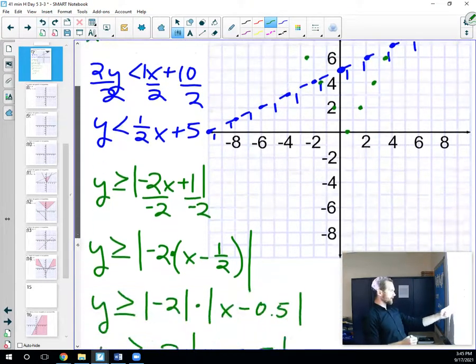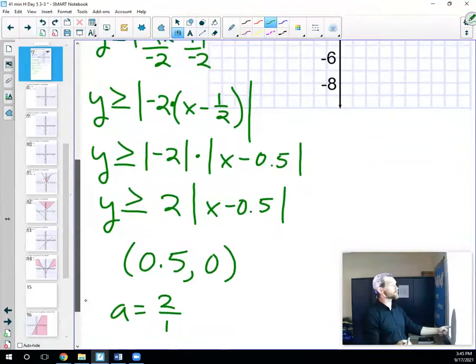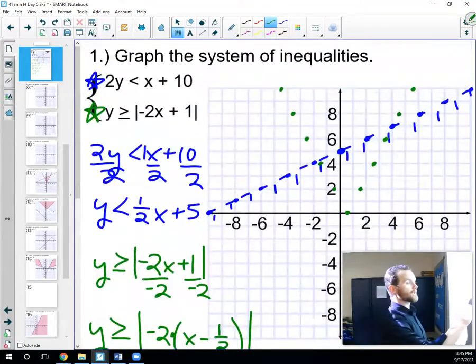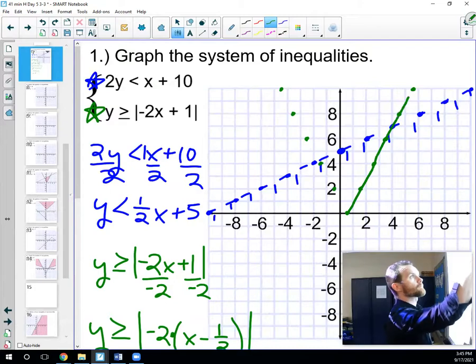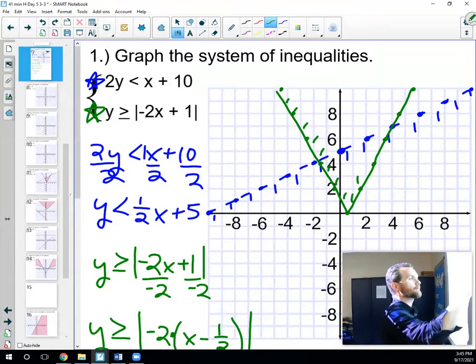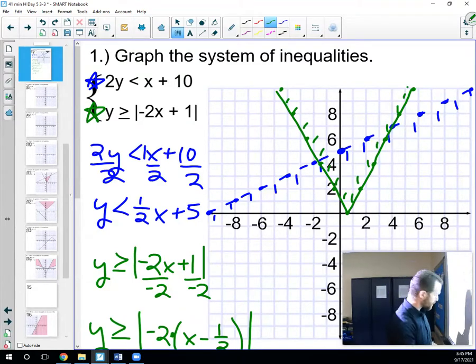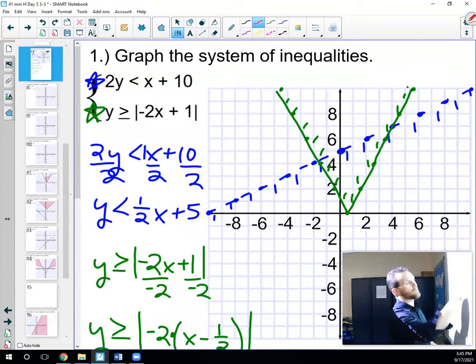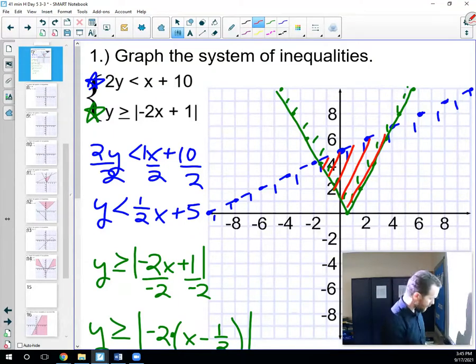And now let's go back to our green. It's y is greater than or equal to. Since it's or equal to, it's going to be a solid line. And since y is greater than, we shade above this V. So it's above the V. So now we just have to find where the shading's overlapping. The shading will overlap right there in that triangle. That's where our solution set is. All right, that's number 1 out of the way.